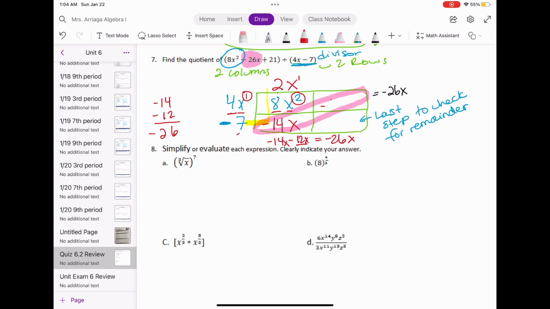Okay, so now that we have that negative 12x, now we can figure out that top number that gives us our answer. So negative 12 divided by 4 is negative 3. So our answer is going to be 2x minus 3. But let's check if that's the complete answer by doing that last box. So negative 3 times negative 7 is positive 21, right? 2 negatives make a positive. Now, is 21 the number we want? Let's check. It is the number we want. So that means that we're done and that this is our answer. So our answer is 2x minus 3.